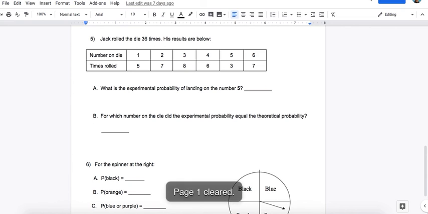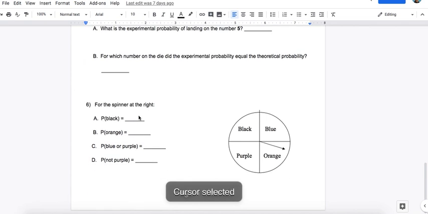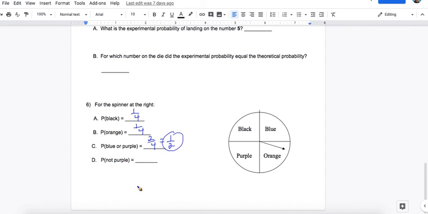And the last section here, I'm going to blow right through this. This hopefully was easy. Black would be 1 out of 4. Orange would be 1 out of 4. Blue or purple, I have to count both of them, so that's 2 out of 4. And I could divide top and bottom by 2, and that would give me 1/2. And the probability of not purple, there's 3 out of 4.